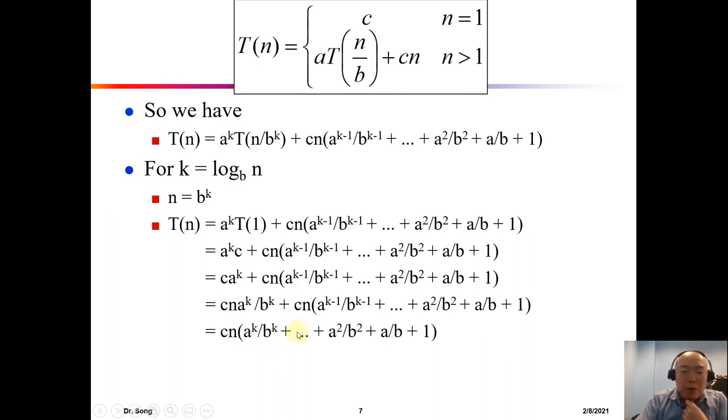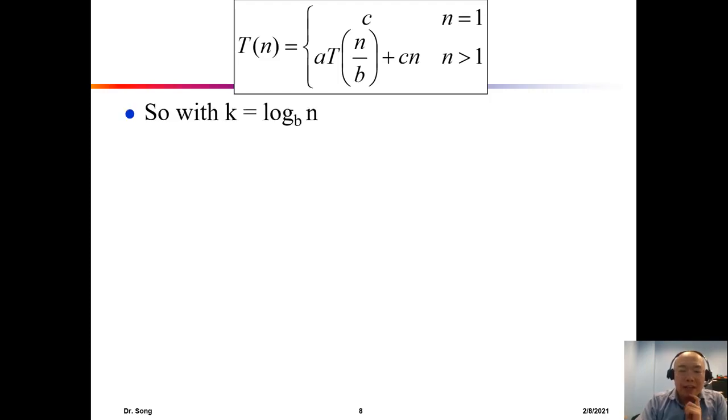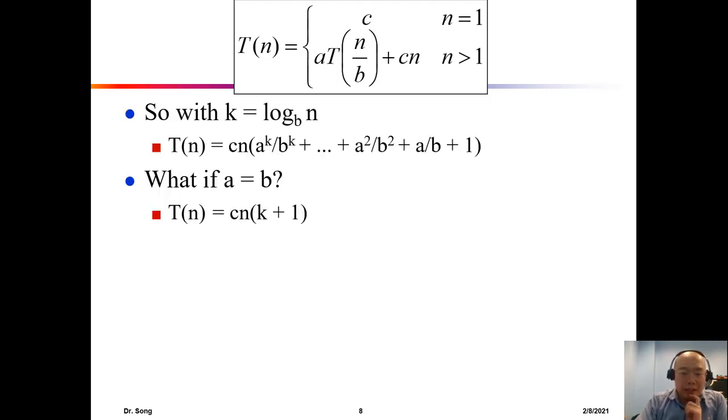And then a to the k minus 1 divided by b to the k minus 1. And then eventually, we have a squared divided by b squared, a divided by b, and then plus 1. Okay, so this part should be familiar to some of you, and I believe you should have learned that in some of the algebra course.